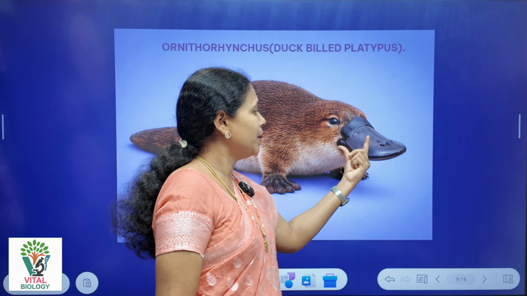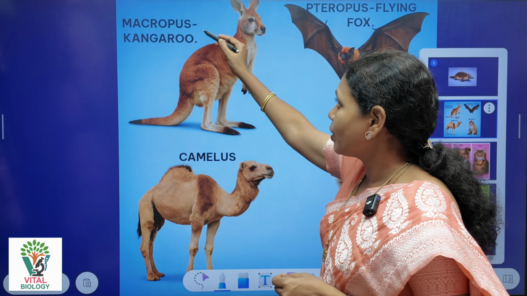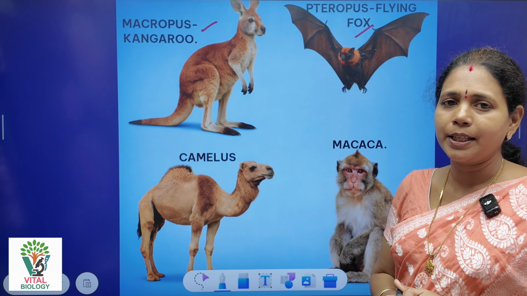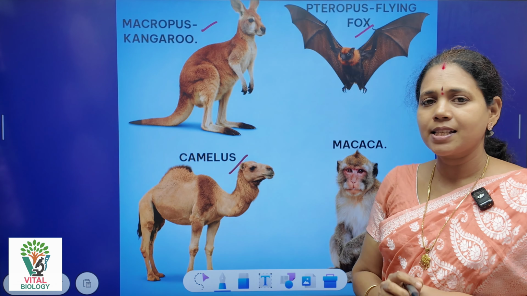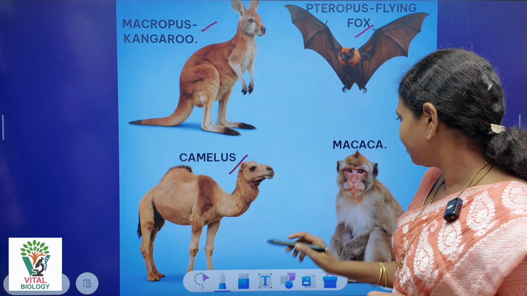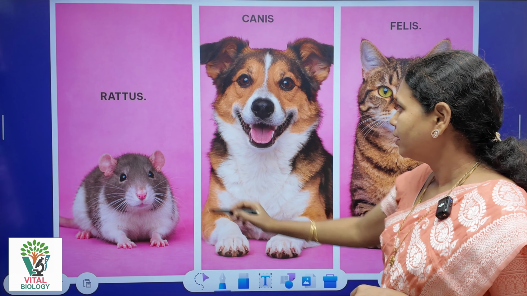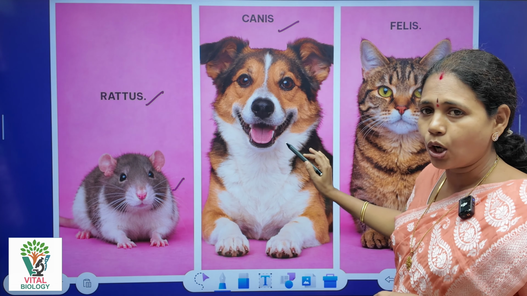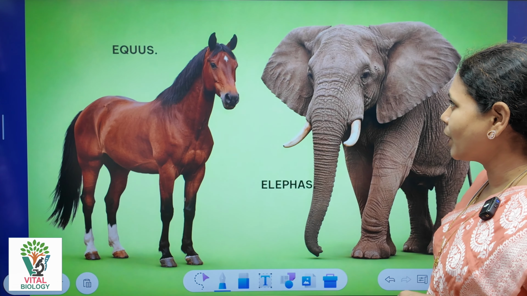And as examples of viviparous mammals, if you see, one is Macropus, that is the kangaroo. The next is Pteropus, that is the bat or flying fox. Next, Camelus, that is camel. Macaca, that is monkey. Rattus, that is rat. Canis, that is dog. Felis, cat. The next one is Equus.